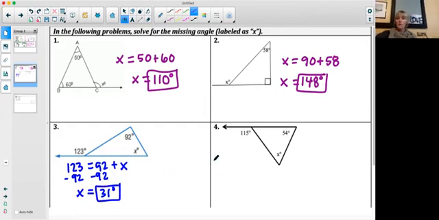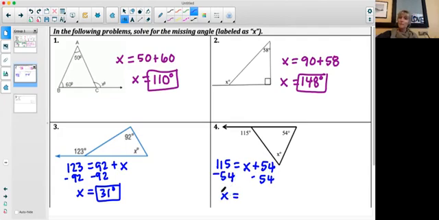All right, one more like this. I know the exterior angle. It is equal to the sum of the two remote interior angles. A little bit of inverse work here, minus 54, minus 54, and that missing remote interior angle is, I already worked this out this time, 61 degrees.